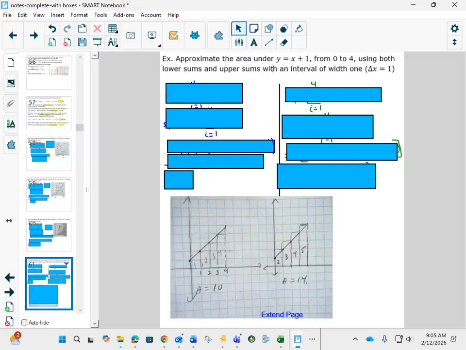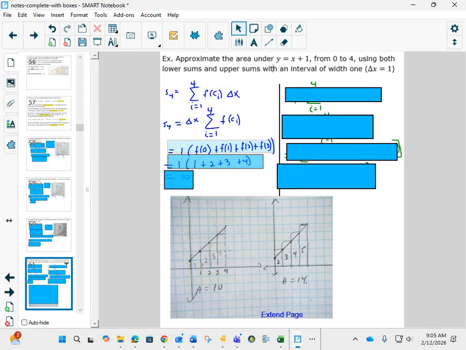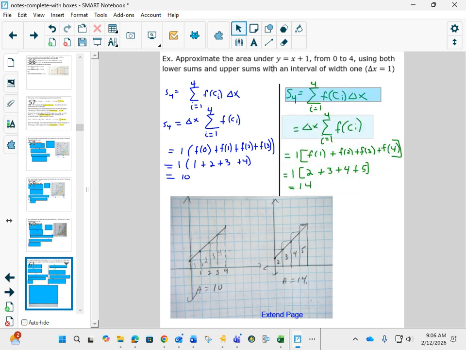So if we figured out the lower ones with the formula, we would get 10. If you figure out the upper ones with the formula, you get 14. And because it's a nice straight line, and it has those triangles, you could figure this out just with shapes. You probably can see that the answer is going to be 12.